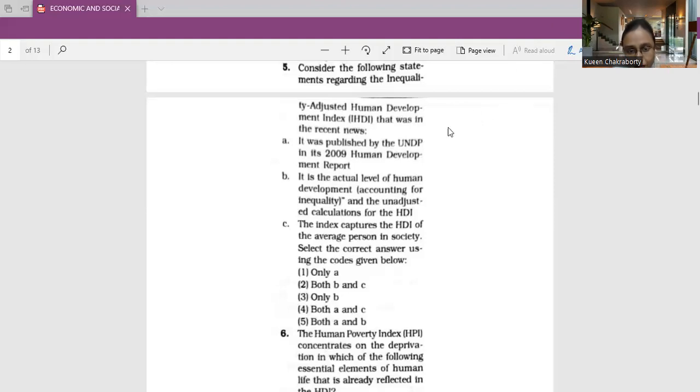So accordingly, we mark B and C as the correct answer. So both B and C will be my correct answer. That is option number 2.